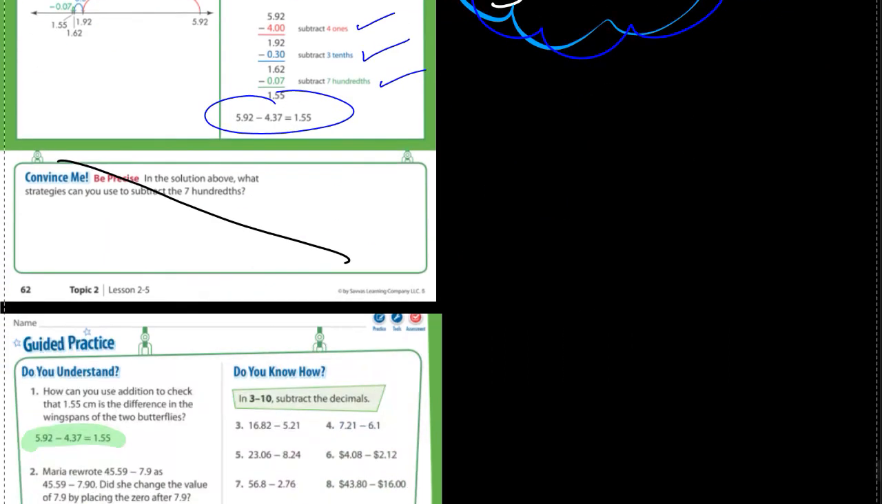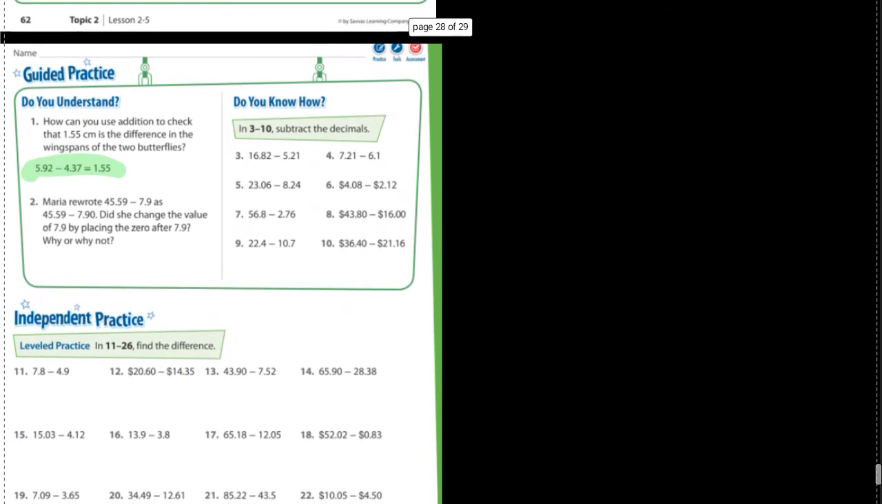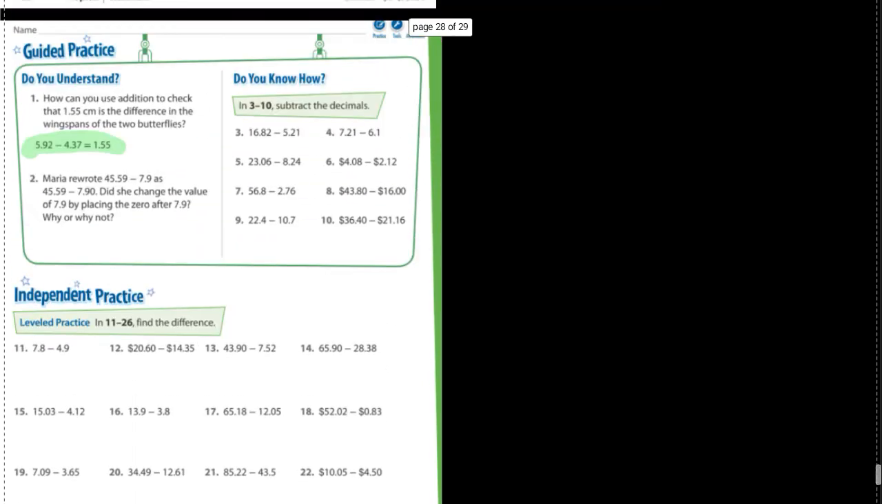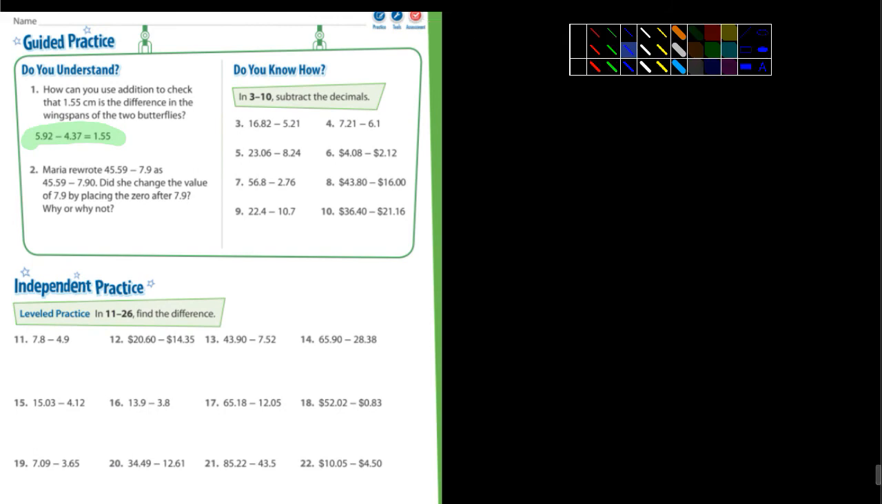Let's move down a little bit. I'm not worried about the convince me, so we're dropping down to page, you can turn the page to 63. We're jumping right into the guided practice. And I'm looking at number 1 here, and it says, how can you use addition to check that 1.55 centimeters, which is the one I was just talking about, is the difference in the wingspans of the two butterflies they were talking about. And so I just highlighted it there. It's 5.92 subtracting 4.37. But the question is, how can you use addition to check your answer?